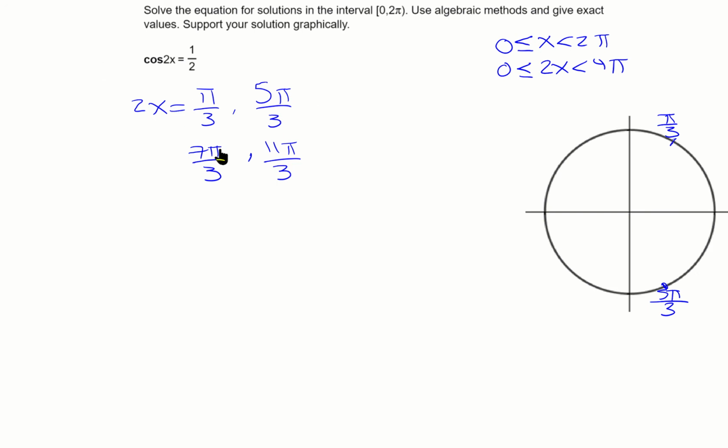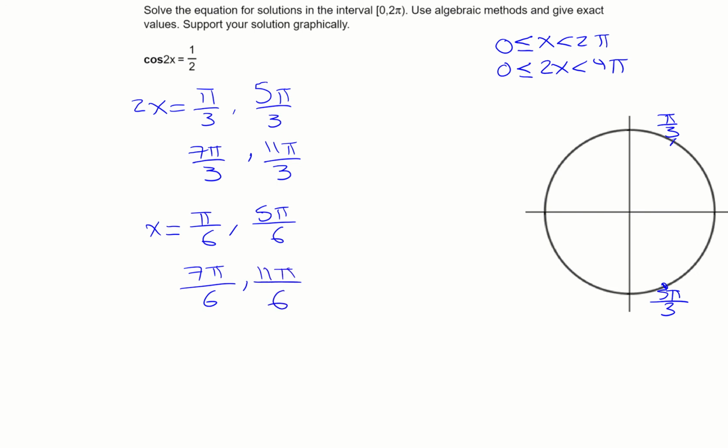So that means we're going to multiply both sides of, remember, these are actually 4 equations: 2x equals pi over 3, 2x equals 5 pi over 3, 2x equals 7 pi over 3, 2x equals 11 pi over 3. So we're just writing it in compact form. Now we're going to multiply both sides of each of those equations by 1/2. So we get x equals pi over 6, 5 pi over 6, 7 pi over 6, or 11 pi over 6.